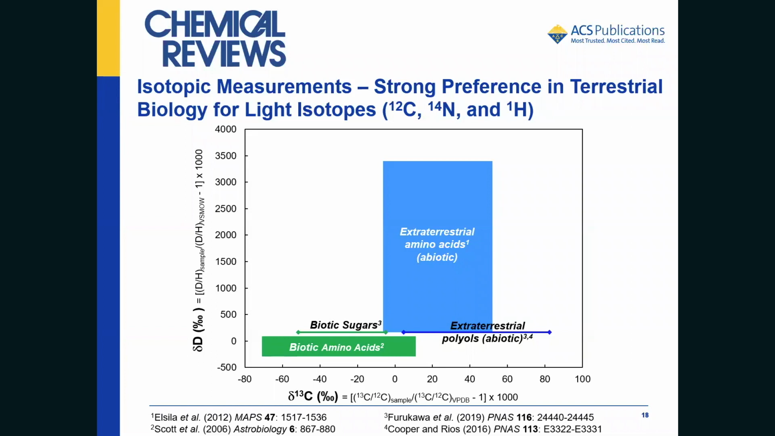You'll notice that even in extraterrestrial amino acids, there's some overlap, albeit very small, in the carbon isotope value, but when you measure the D to H ratio, they come apart. So a pretty conclusive way to determine the source would be to measure both D to H and carbon-13 to carbon-12.